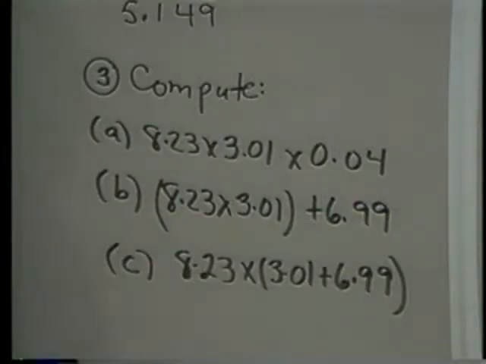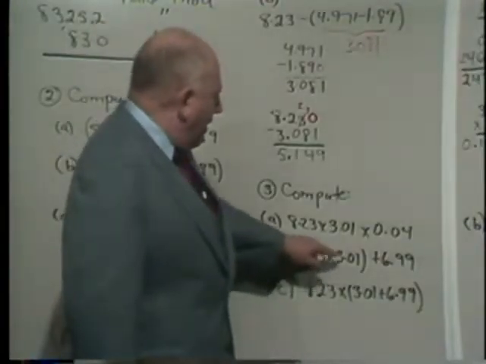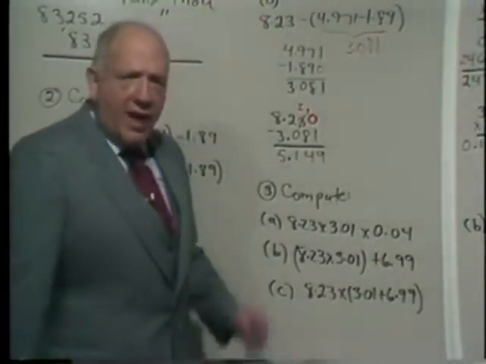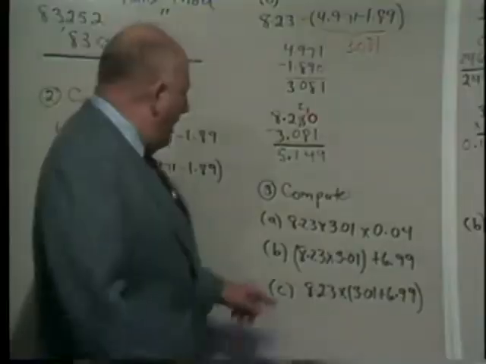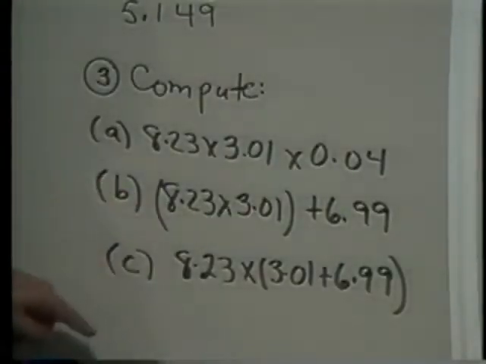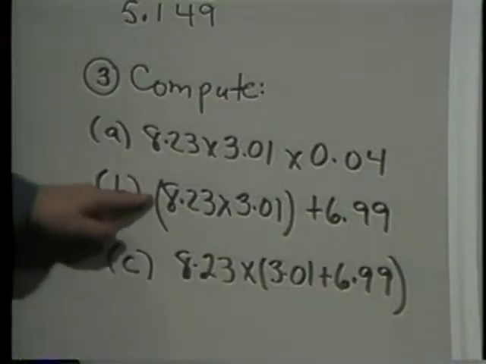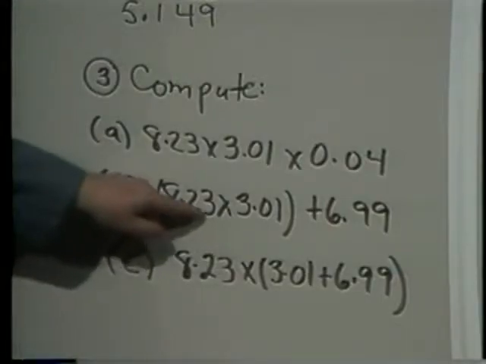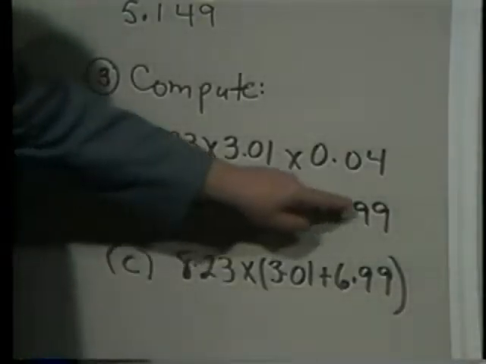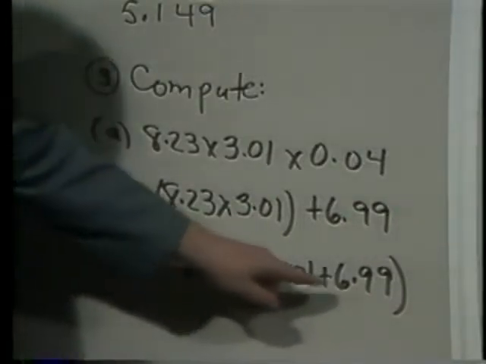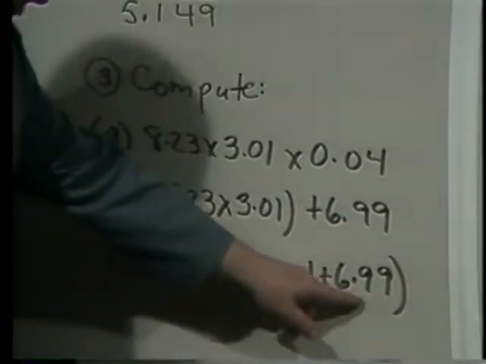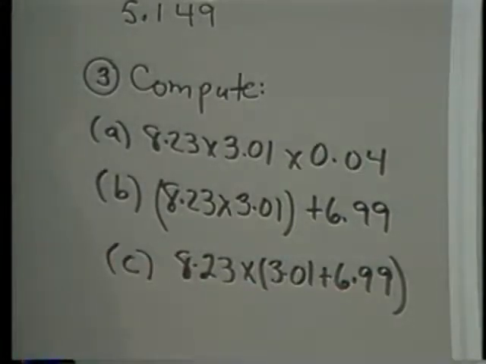All right? Now, part B starts out the same way, but after I've multiplied these 2 numbers, I then want to add 6.99. So in part B, I have what? The product of 2 decimals, which is again a decimal, to which I'm going to add a decimal. See, I've got addition and multiplication in the same problem. And in part C, compare C with B, and you'll notice that it's exactly the same problem as B, except that I've switched the grouping symbols. You see, in B, I first multiply the 8.23 by the 3.01, then I add on the 6.99. In C, I add the 6.99 onto the 3.01, and then multiply that by 8.23. You see here, the 6.99 is actually part of what's multiplying the 8.23.